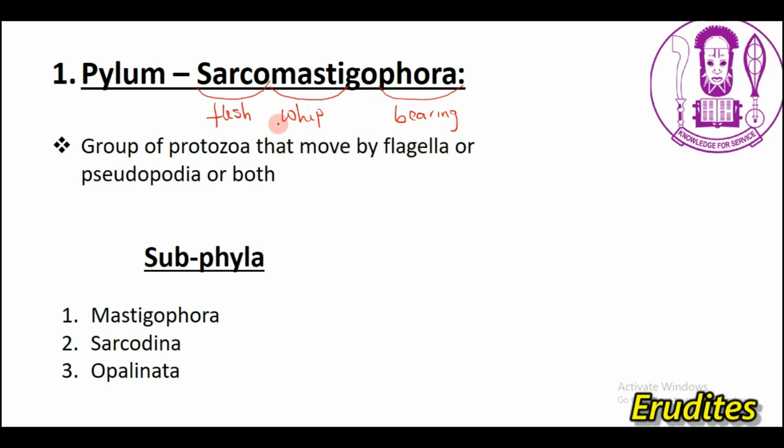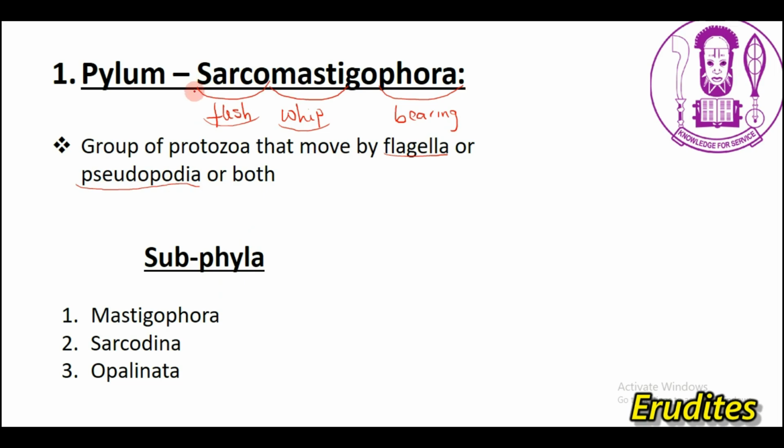Flagella is the whip-like structure, or pseudopodia, or both. Pseudopodia is the fleshy-like structure. So the phylum Sarcomastigophora are a group of protozoa that move by flagella, or they move with the help of pseudopodia, which is a false foot, or they move with the help of both flagella and pseudopodia. So it is that easy.